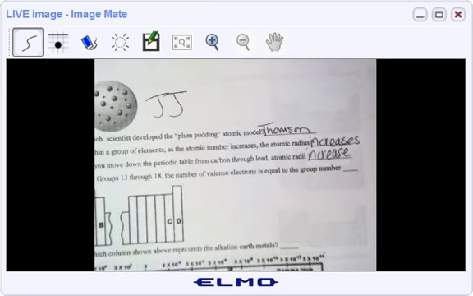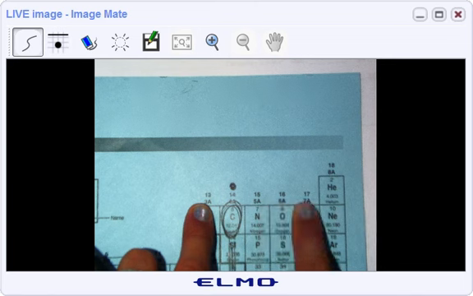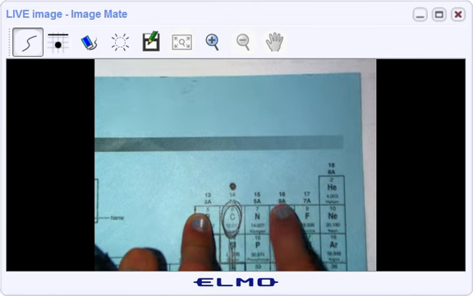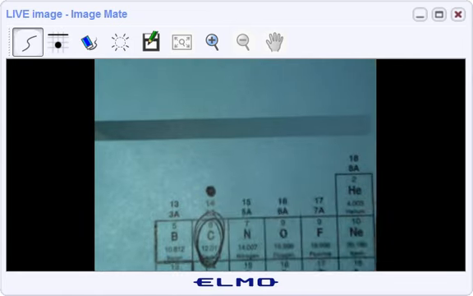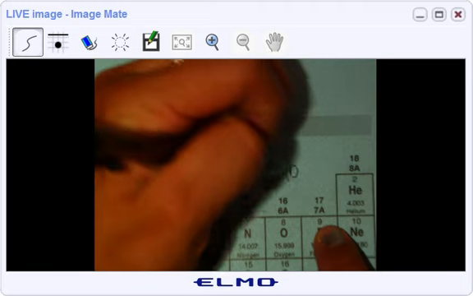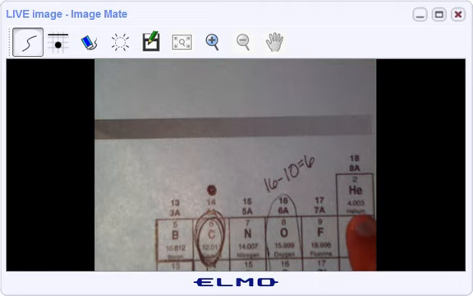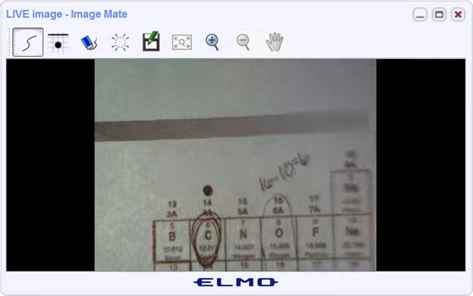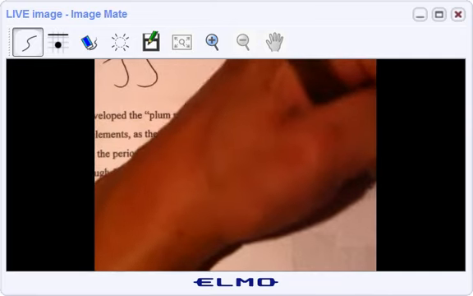For groups 13 through 18, how do you find valence electrons? It's talking specifically about these right here. We see 13, 14, 15, 16, 17, but in order to get how many valence electrons oxygen has, it's 16 minus 10. So this entire column has 6 valence electrons. So the answer they're looking for is minus 10. It's the group number minus 10.